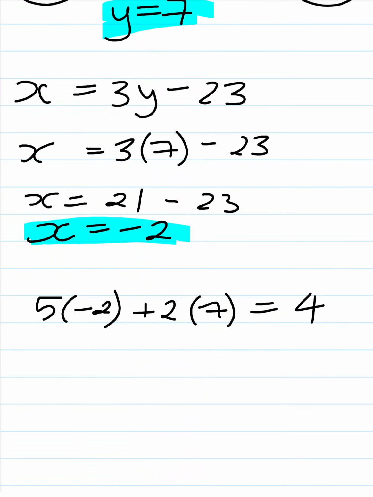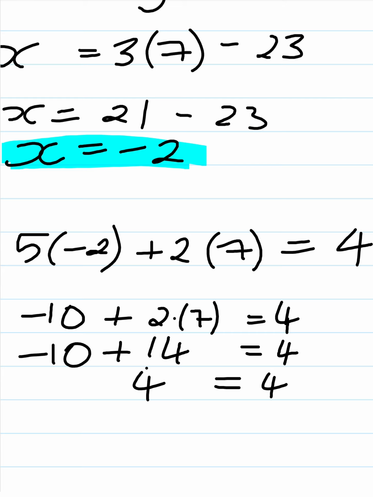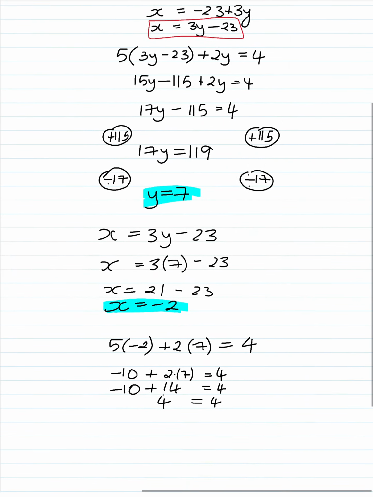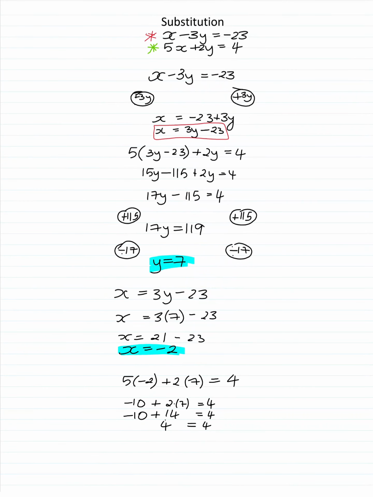Now expanding this out, 5 times minus 2 is minus 10, plus 2 times 7 should equal 4. Or minus 10 plus 14 should equal 4. And oh look, it does. So this means we've managed to find the correct value for x and y which solves this simultaneous equation.